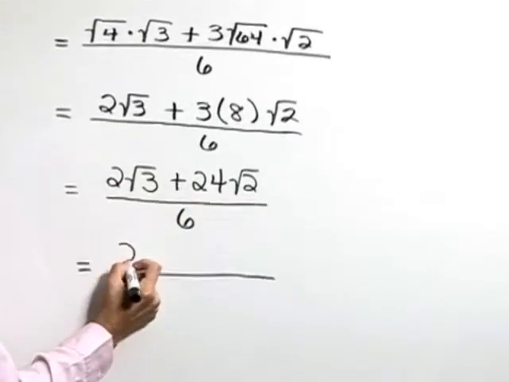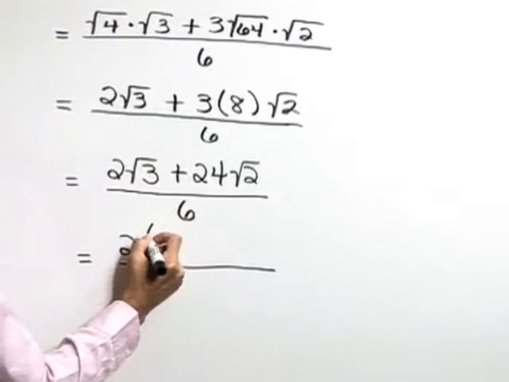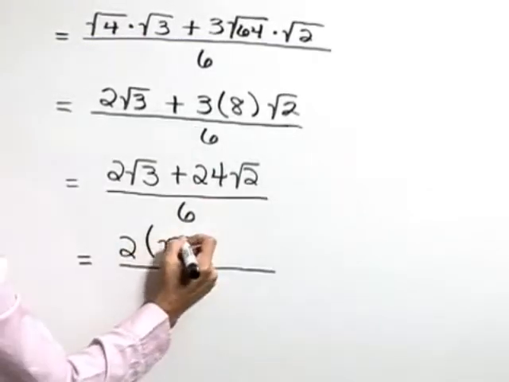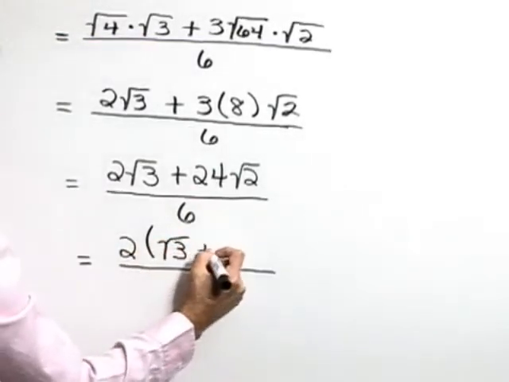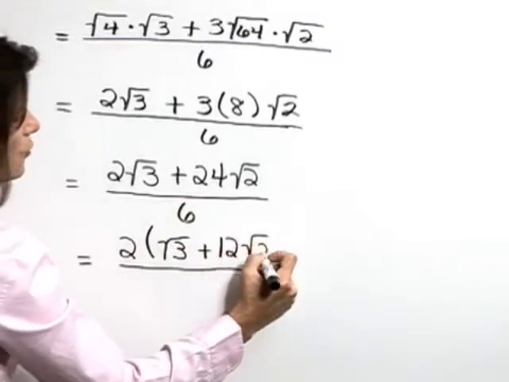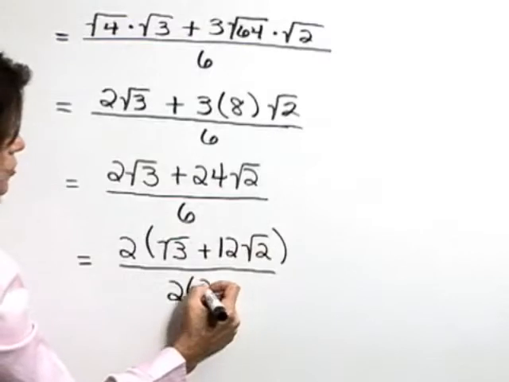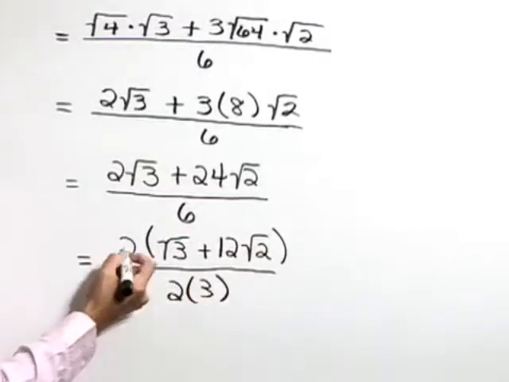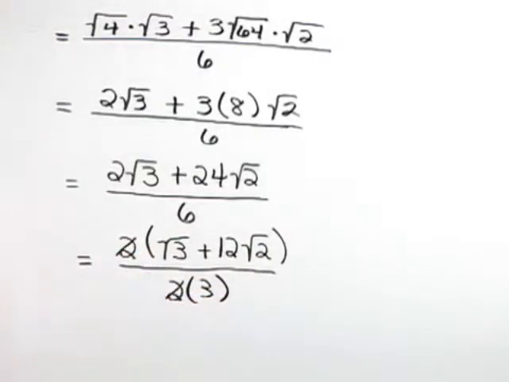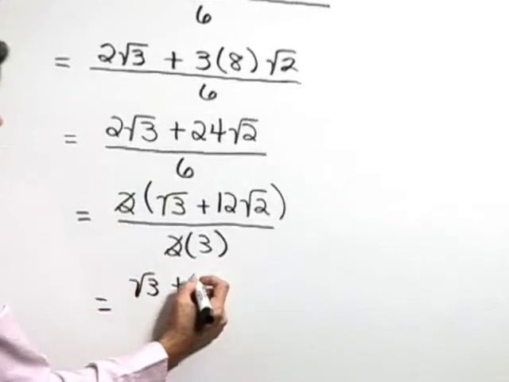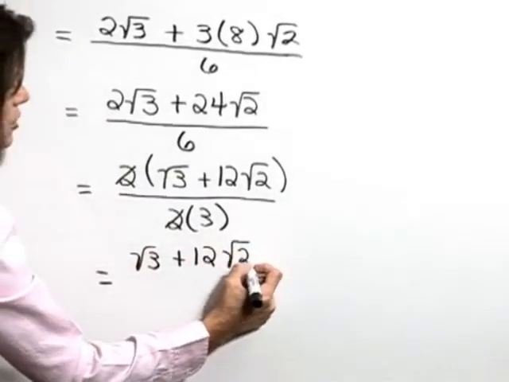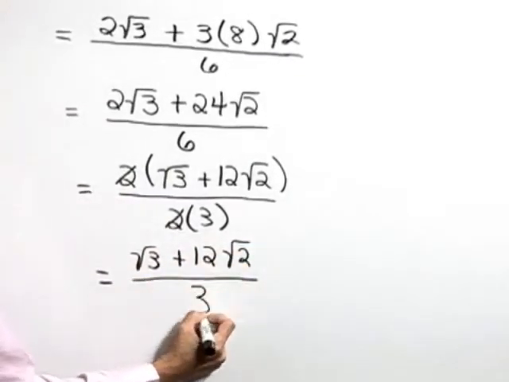Let's factor a 2 out of the numerator, writing this as 2 times, in parentheses, the square root of 3 plus 12 times the square root of 2. And that 6 I'm going to write as 2 times 3, so we can see these common factors of 2 in there and cancel them out. So our reduced form is the square root of 3 plus 12 times the square root of 2, all over 3.